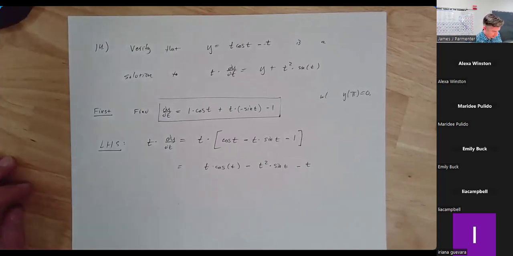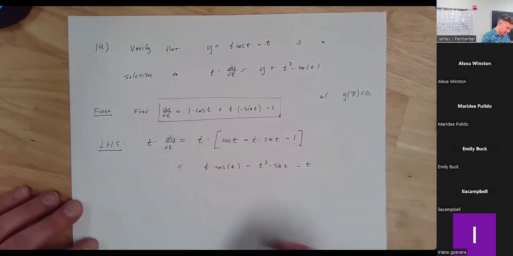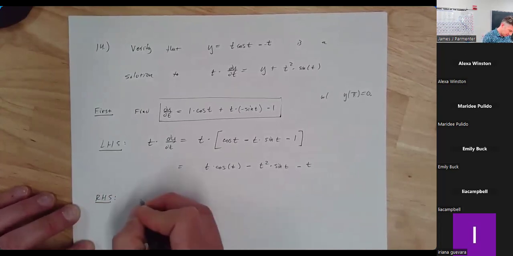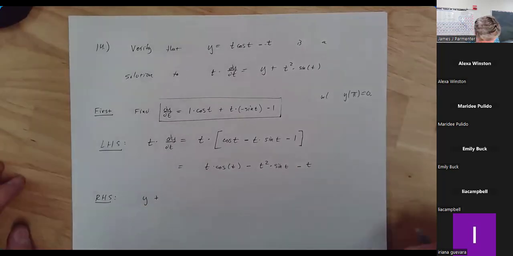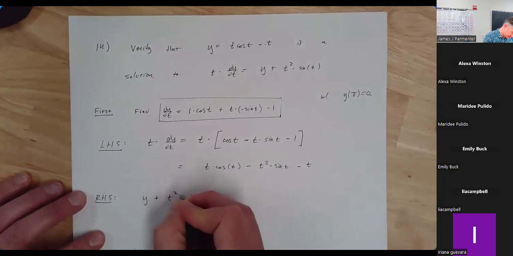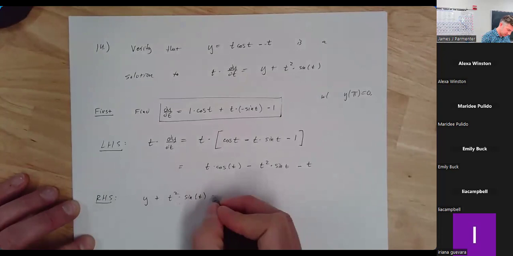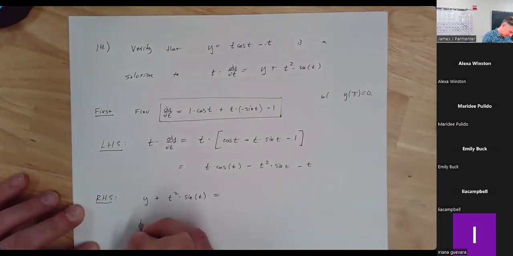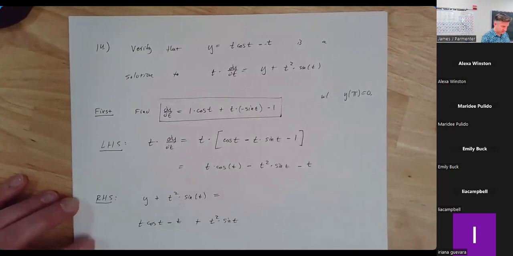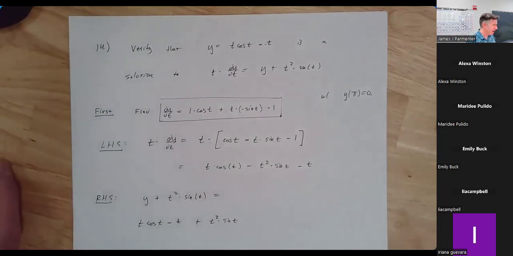And then the right-hand side of this equation is y plus, that is a plus, right? I'm reading it right? Yeah. Y plus t squared times sine of t. And then I'm going to plug in what y is equal to and get t times cosine of t minus t plus t squared times sine of t. And then we ask, are they the same? And we notice here that they are not.